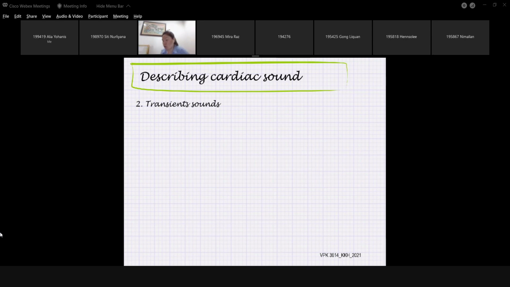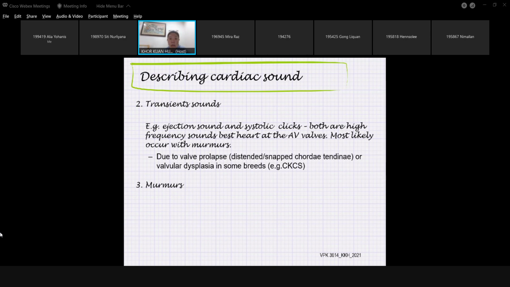Okay. When you are describing heart sounds, they could be transient sounds and they could be murmurs. Just now we listened to rhythm, we calculated rates, and then we listened to rhythms, and now we are listening to sounds, like respiratory sounds. So the heart also has its own heart sounds. Okay? So if it is a transient sound, for example ejection sounds and systolic clicks, both are actually high frequency sounds and they could be heard at the AV valves. Okay, and sometimes it may occur with a murmur, but these transient sounds are actually not very commonly detected.